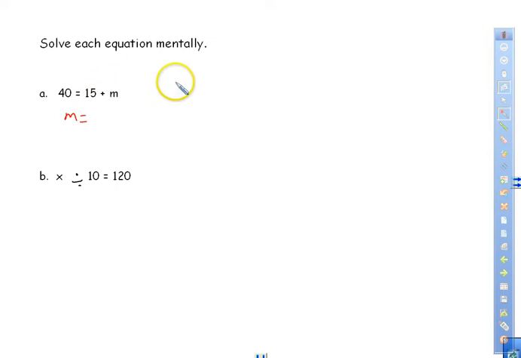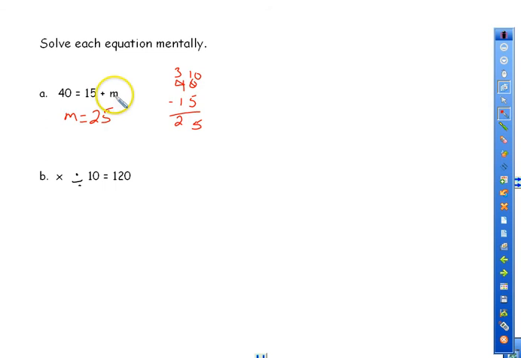Or you can always do the inverse, which would be 40 minus the 15. And that's going to give me 10 and 3 because we got to borrow from the 4. That's going to be 5, and then subtract here, and we get 2, so my answer is 25. And check it. Does 15 plus 25 equal 40? Yes, it does.